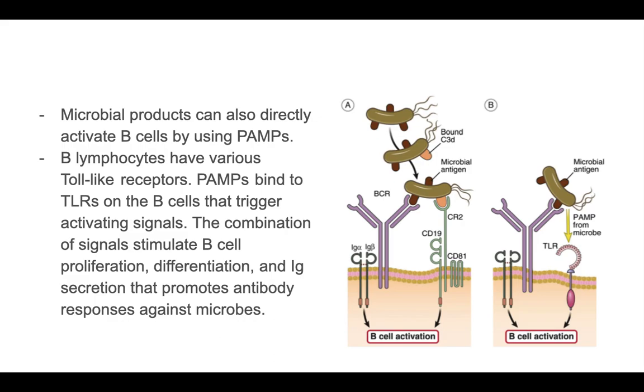Microbial products can also directly activate B cells by using PAMPs. B lymphocytes have various toll-like receptors. PAMPs bind to the TLRs on the B cells and trigger activating signals. The combination of signals stimulates B cell proliferation, differentiation, and immunoglobulin secretion that promotes antibody responses against microbes.